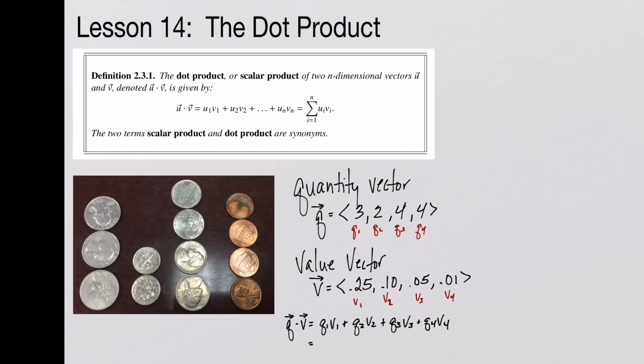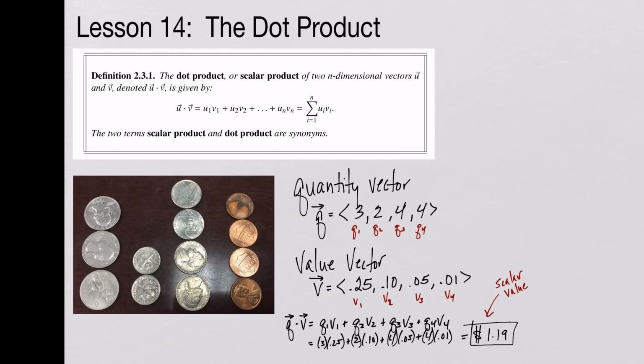And so the first thing we're going to do is substitute our quantity of quarters. So we've got 3 times its value, 0.25, plus 2 dimes times its value, plus the 4 nickels, and our 4 pennies. And so when we add all of this up, we get a grand total of $1.19. So to highlight just one more time, we took two vectors and the end result was a scalar value.